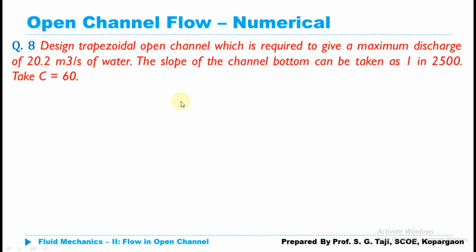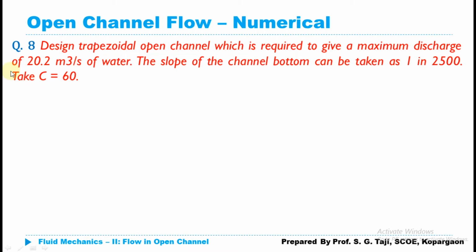Let's move to the next numerical, where we need to design a trapezoidal open channel which is required to give the maximum discharge of 20.2 meter cube per second of water. The slope of the channel bottom can be taken as 1 in 2500. Take the value of C equal to 60. Remember that whatever constant they have given, you are going to use the same formula.